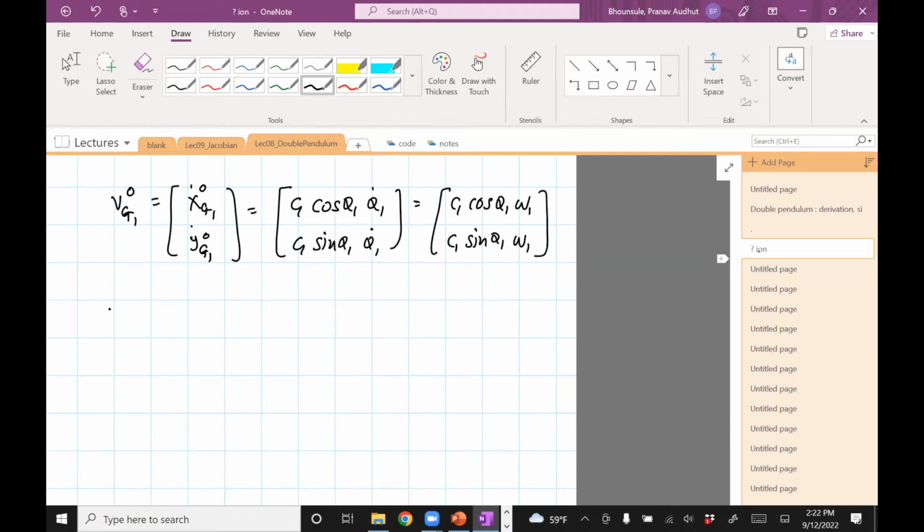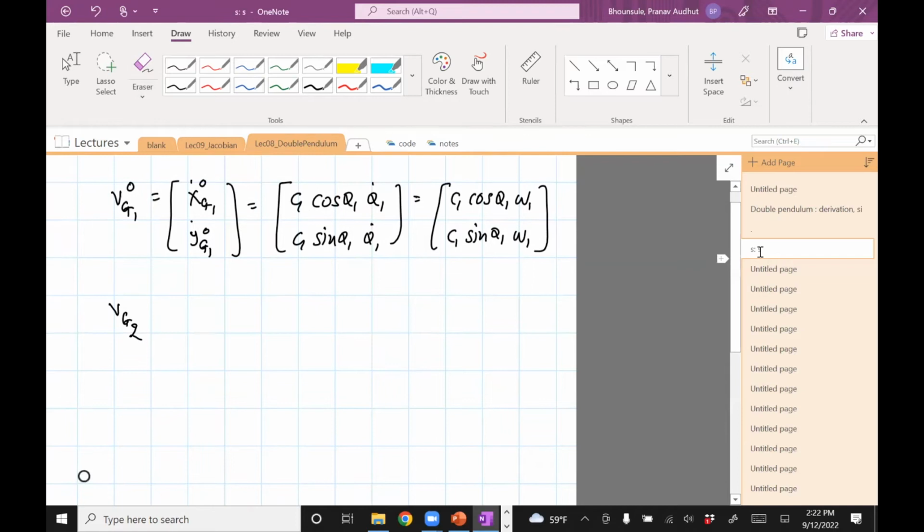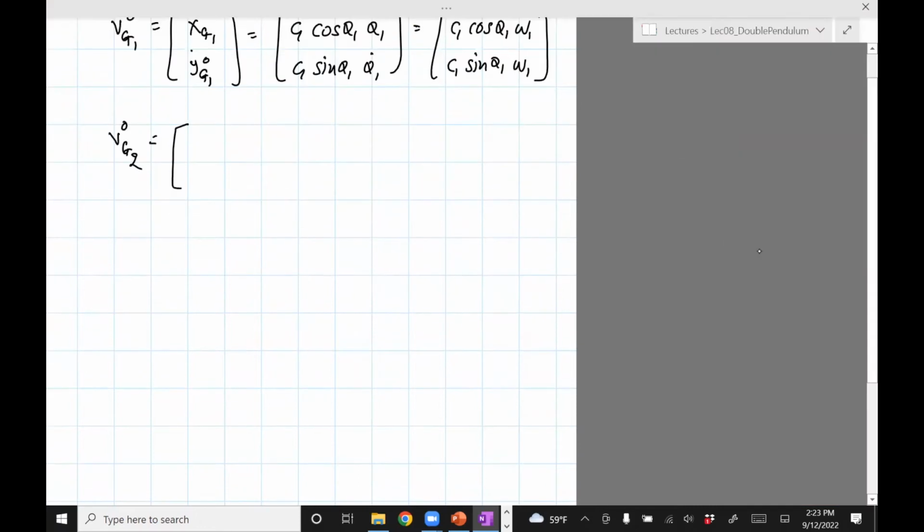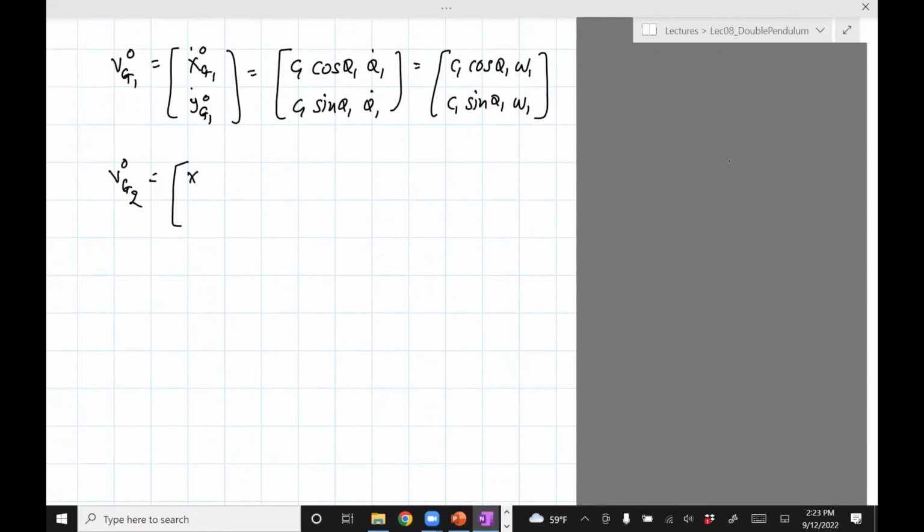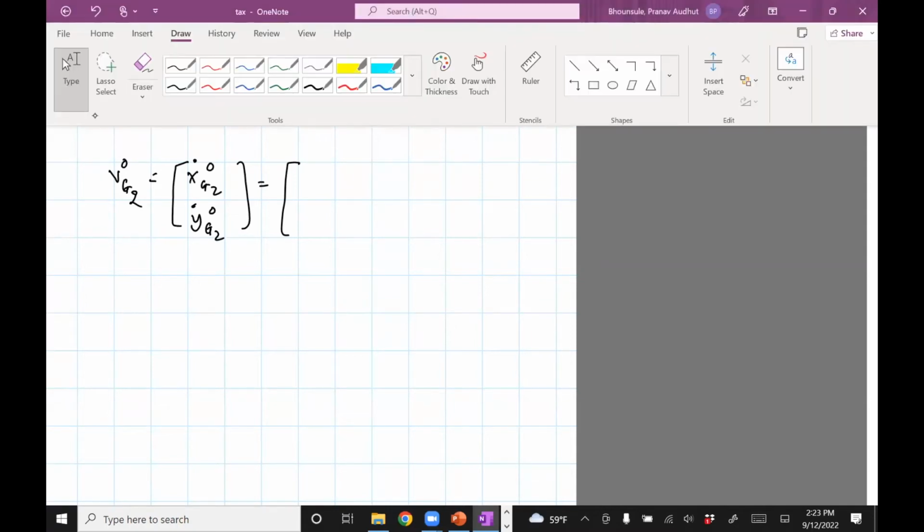Okay, that's it. Now we need to also do this for the velocity of g2 with respect to frame 0, which is taking the derivative of xg2 and yg2 with respect to time in frame 0. Let me just write down the formula. You can look at the expression I wrote down earlier and then take the derivative. It's rather long, so I need some more space.